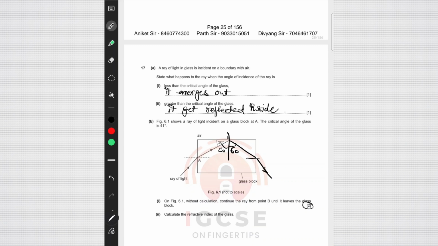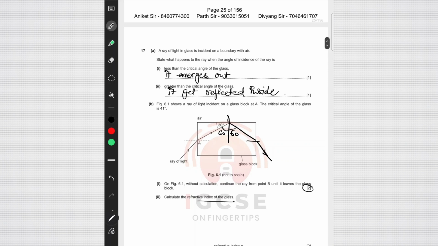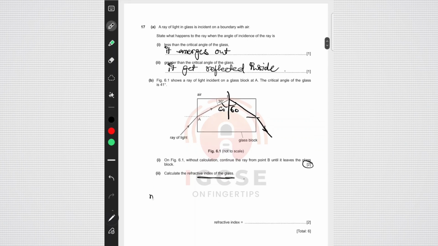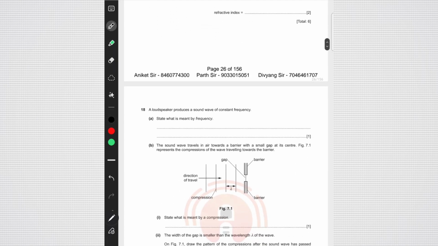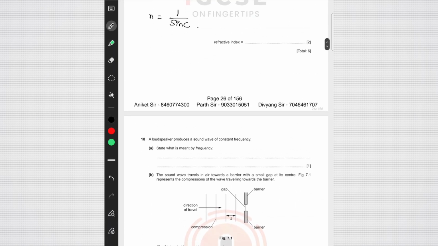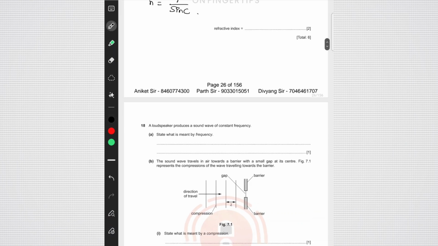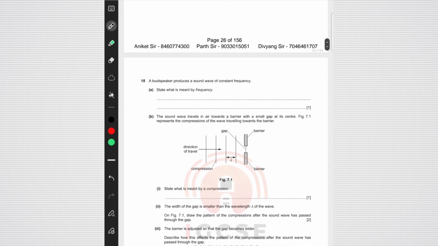So this is your answer. Calculate the refractive index of the glass. You can simply write n is equal to 1 by sine C, because incidence and refracted angles are not given here, but definitely the critical angle is given. So you can find out the answer for this, right? Should be somewhere 1.44.